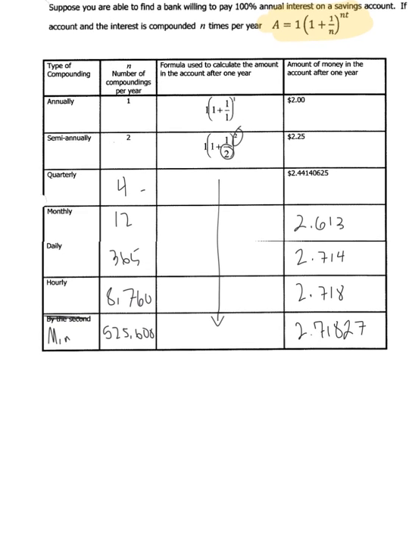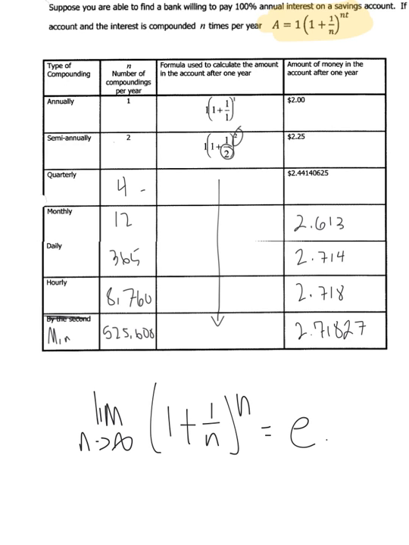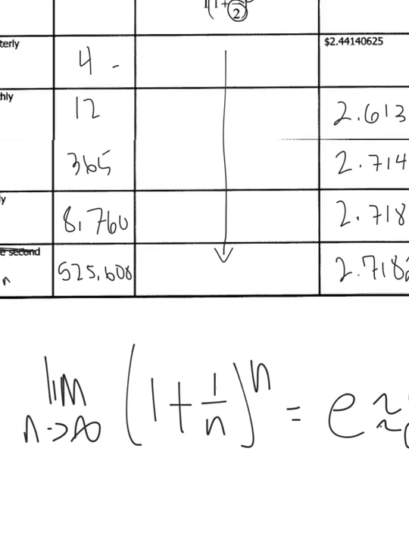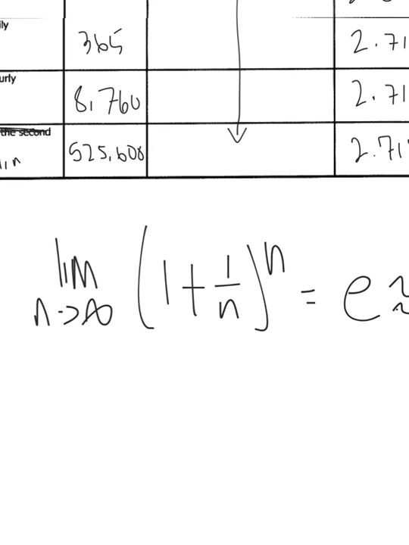All right, and so we get this idea that, if you remember from the very beginning of the year, we talked about limits. But if we took the limit as n goes to infinity, in this case, n is the number of times compounding, right? If we take the limit as n goes to infinity of 1 plus 1 over n to the nth power, that equals this number e, which is approximately 2.718.